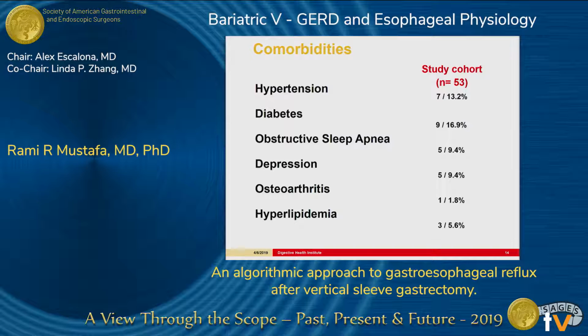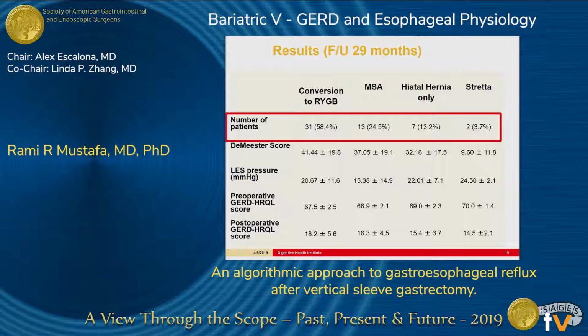Many of these patients' comorbidities had resolved at the time of their conversion, but there still was a smattering of diabetes, hypertension, sleep apnea, depression, osteoarthritis, and hyperlipidemia. So let me walk you through how our patients fared as we put together this algorithm. So 31 of our patients actually did get converted to the bypass.